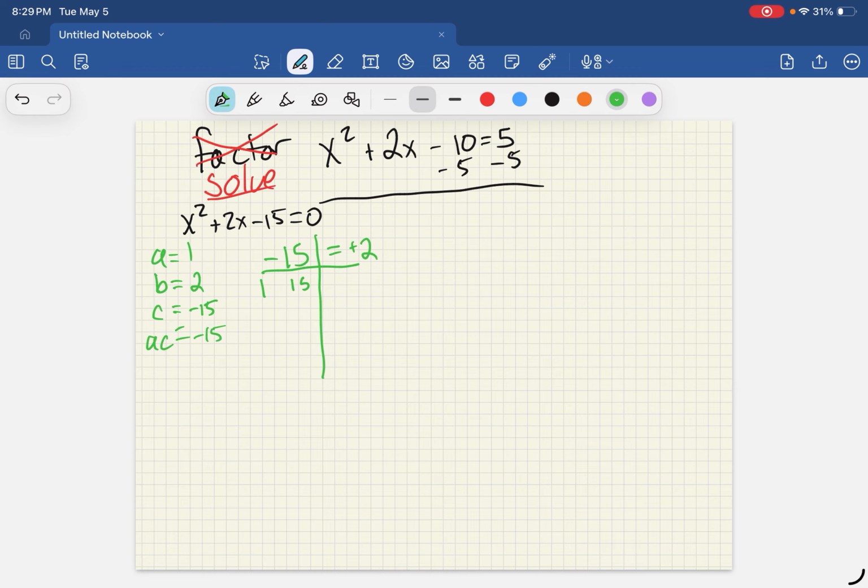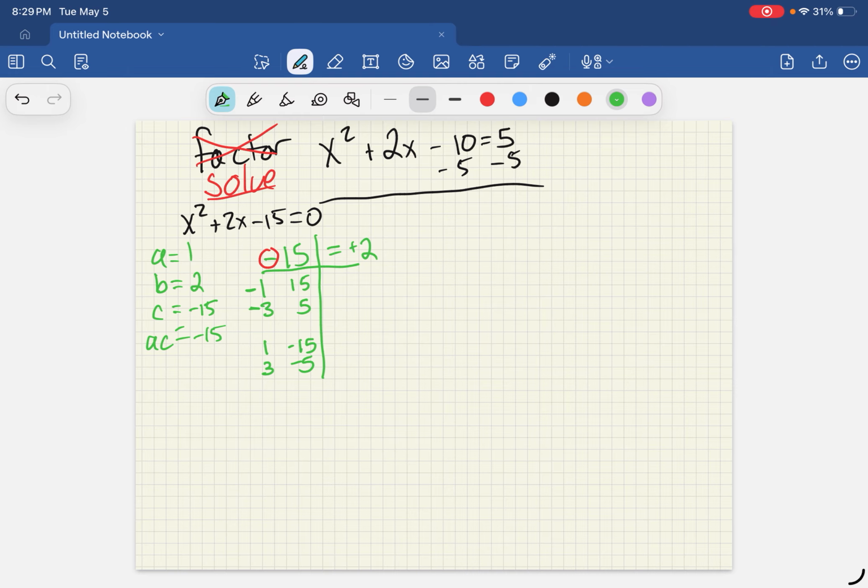Now I'm going to talk about this a little bit differently, especially if you are somebody who struggles with, hey, how do I know what signs are supposed to go to what numbers in this step? In order for me to get a negative 15, one number has to be positive, one number has to be negative. I don't know which one yet. So I'm going to choose to make the smaller numbers negative. And then I'm going to write my factors again and I'm going to flip the signs.